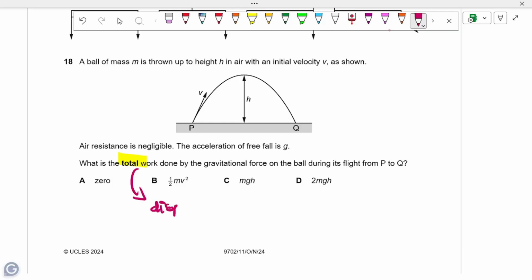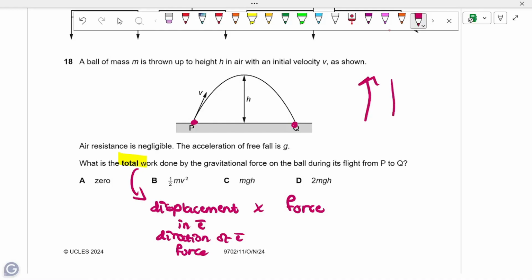Work done is actually the displacement in the direction of the force times the force itself. So if you ask yourself, if I start at P and if I end at Q, what is my total displacement? It's 0, right? I rose up and I fell down. So overall, I traveled up and I traveled down. I haven't really displaced much, right?